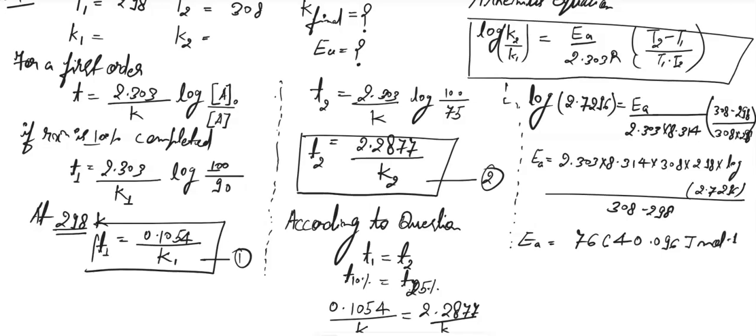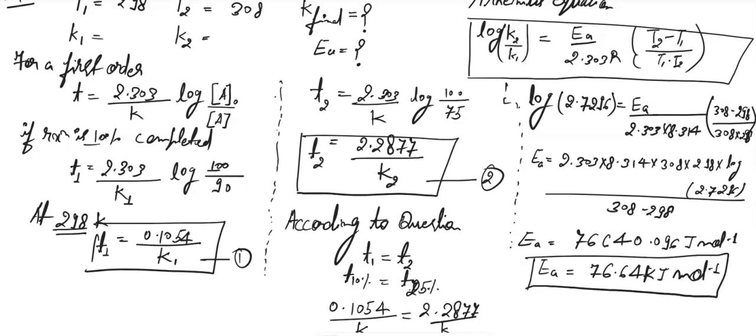If you convert this into kilojoules per mole, so this will be, not 766, let me write it again, it is 76.64 kilojoules per mole, right? So this is your activation energy. We have calculated the activation energy for this reaction.